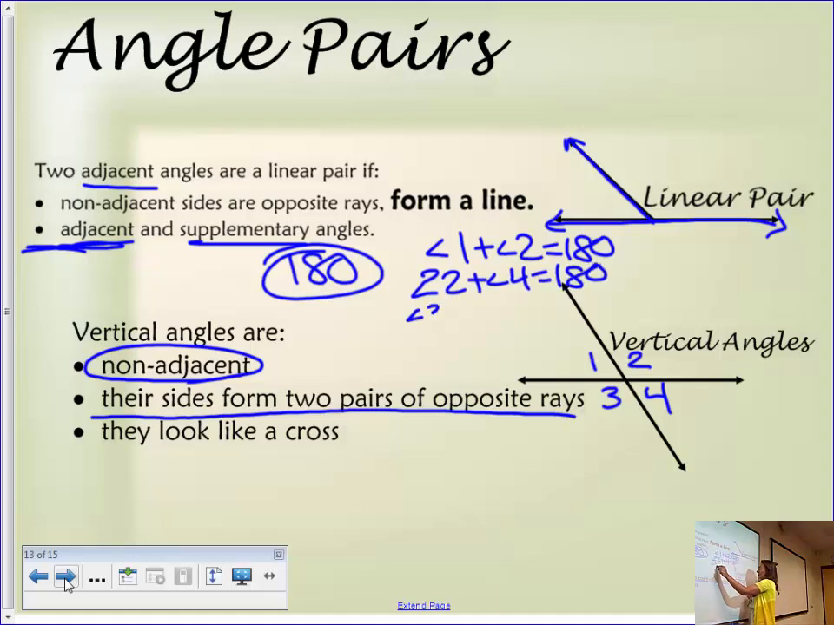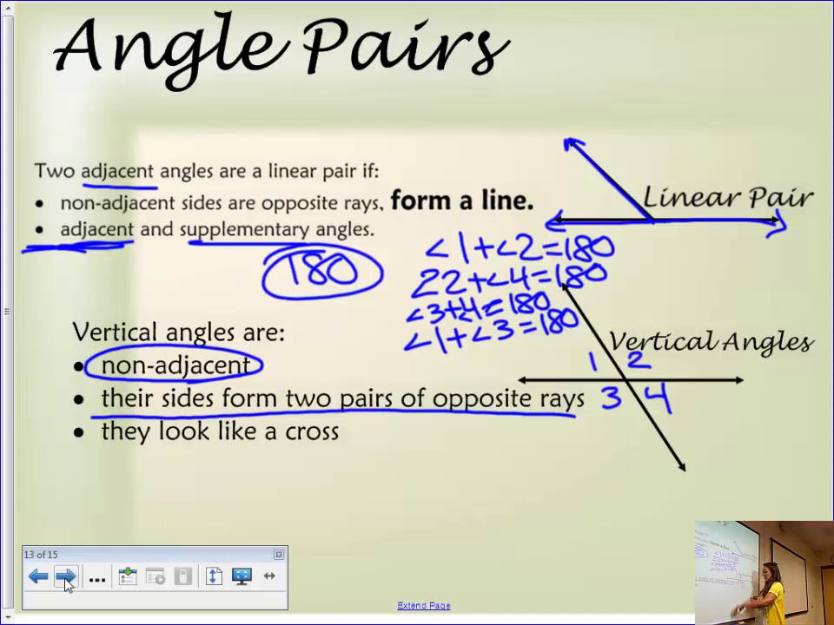We also have angle 3 plus angle 4, oops, forgot the angle sign, equals 180. And then there's one other linear pair, angle 1 plus angle 3 equals 180. So we have those linear pairs within this diagram, but let's talk about the vertical angles then.